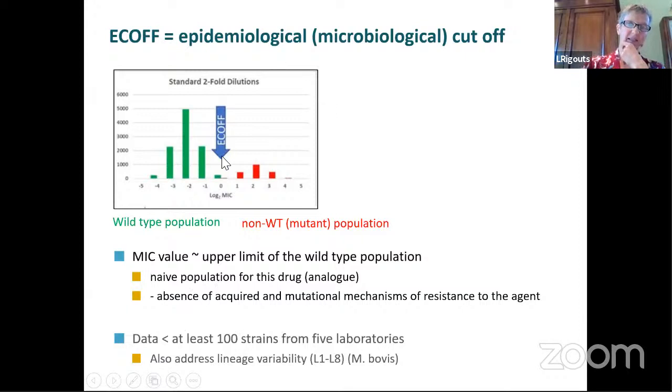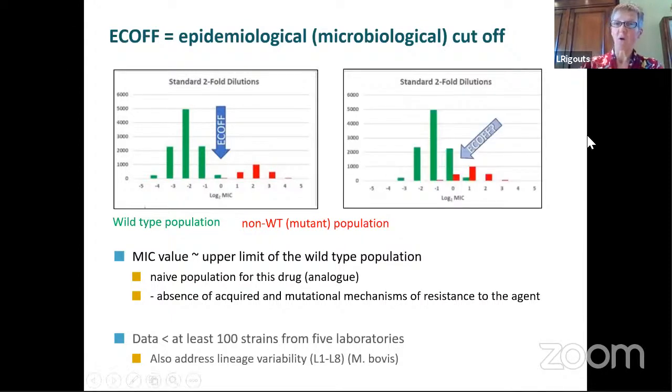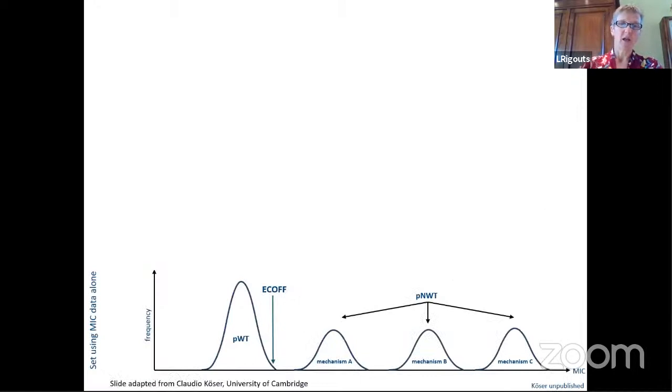The data to define the ECOFF for a specific organism, for a specific drug, should come from at least 100 strains tested and preferably from different laboratories. Also, all different lineages within the MTB complex should be used in defining the ECOFF. The ECOFF is not always that clear. Sometimes there is some overlap, as is the case for ethambutol. Also, within those that have the non-wild type population, you can have different mechanisms of resistance.